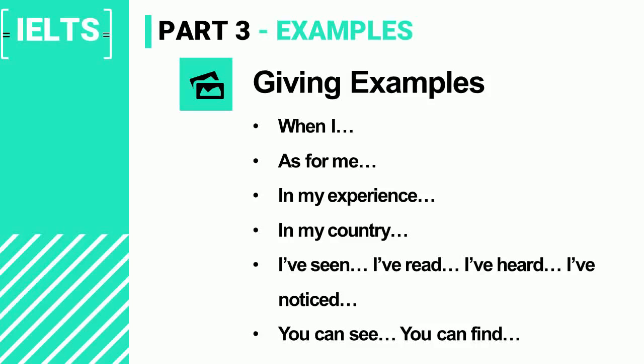There's also a worksheet attached to this post with some exercises to help you get used to those phrases. So we're going to be looking at these 6 example phrases in this post. The first 3 are specifically personal phrases: when I, as for me, in my experience. These ones should be used when you're talking about yourself or giving a personal example. The final 3, in my country, I've seen, I've read, and I've noticed, you can see or you can find, are much better when you're talking about society or the wider world in general.